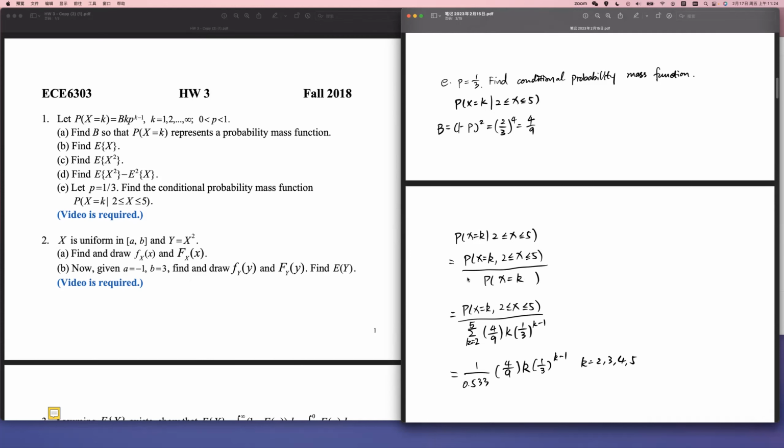We can know from this equation and plug in the numbers. So from 2 to 5, the probability of x between 2 and 5 is here, and we can then get the answer for the probability of x equals k, given x greater than 2 and smaller than 5. It's this formula.